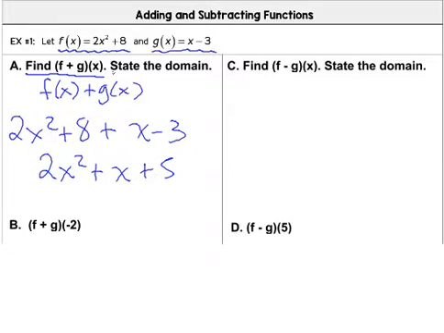The domain of this function, well, we need to think about what type of equation this is, and it can be helpful to think of the graph. This is a quadratic function, and we know that quadratics are going to have a domain of all real numbers.